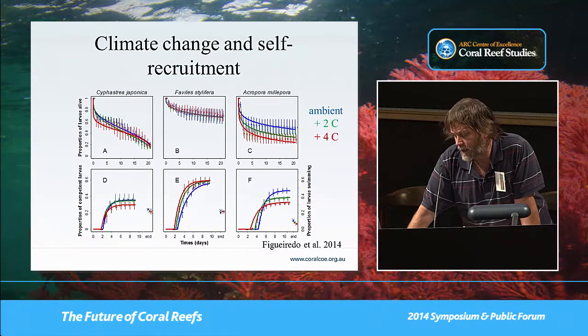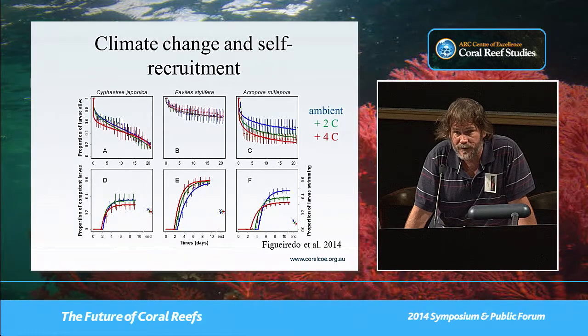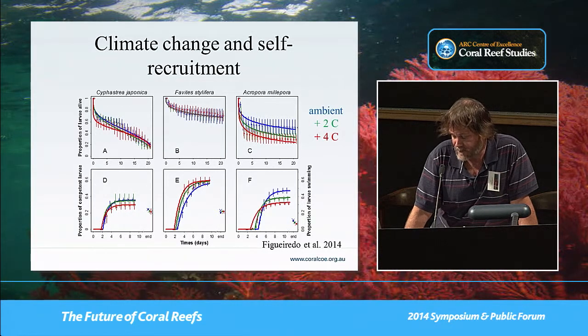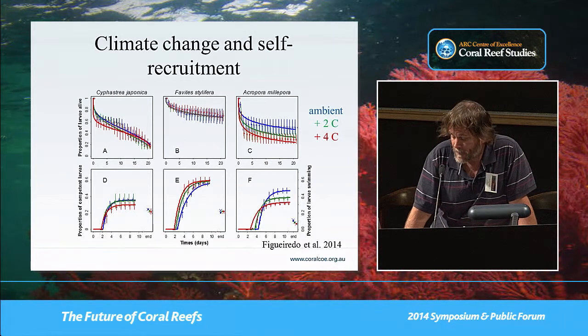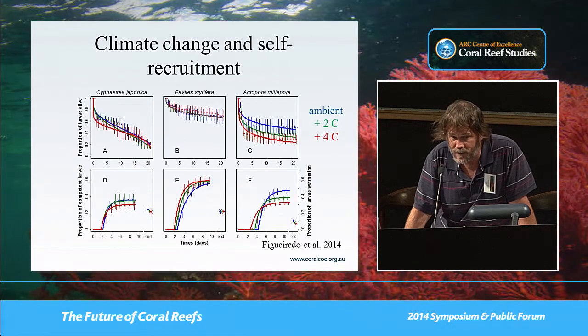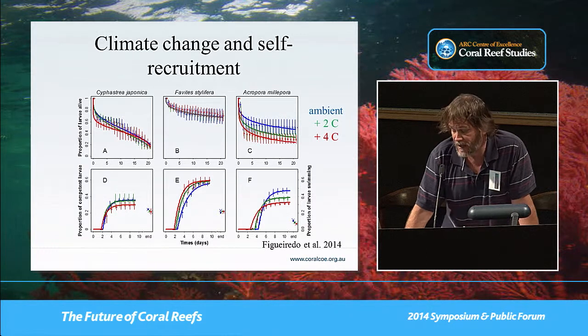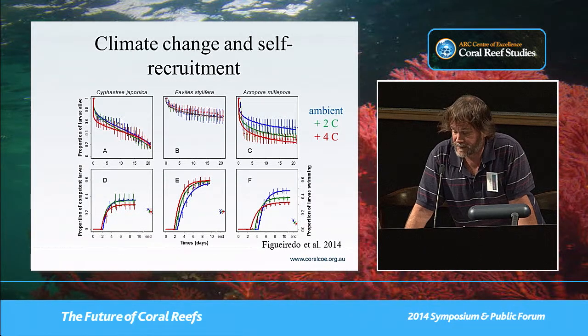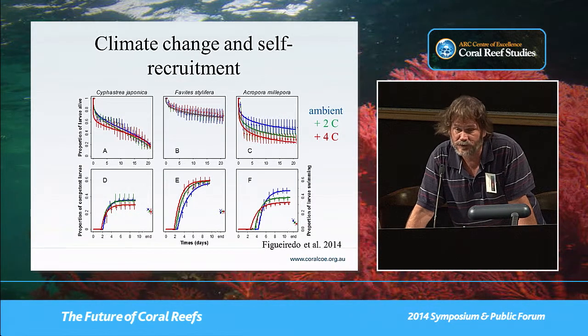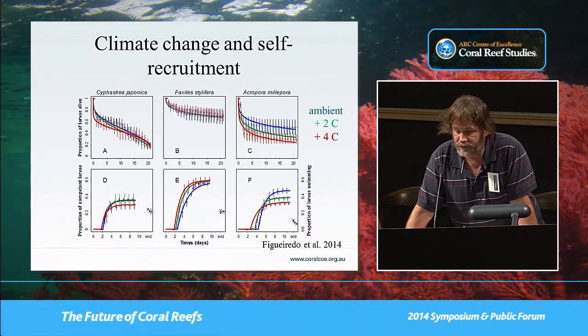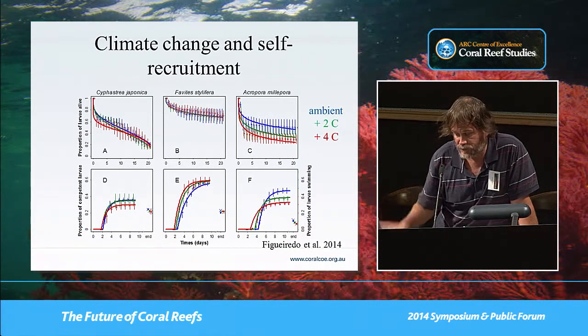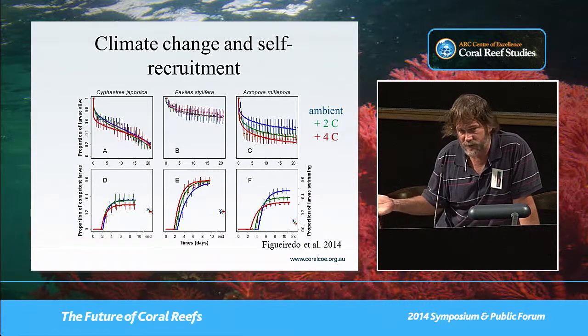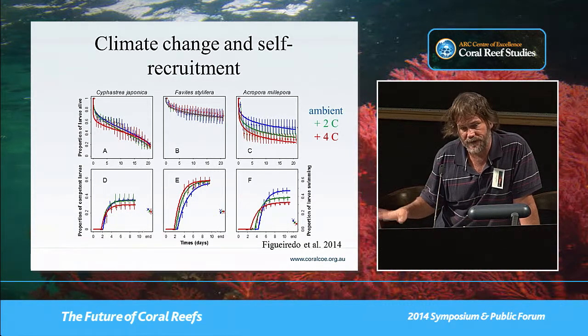The bottom panel is the proportion of larvae competent through time in these three species. And again, you can see probably most clearly in Acropora millipora, which is the bottom right panel, that the time delay to competence has come forward about 24 hours. So larvae in this +4 treatment are settling a full day earlier than they are at ambient treatments. So we've got these two competing processes. We have increased mortality, but we also have larvae developing more quickly.